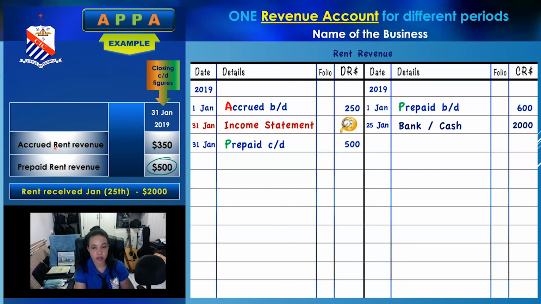And your prepaid rent revenue, 500, record it debit side, and you deal now with the final A, which is your closing on the 31st of January, accrued, carried down. No closing figure, and how much it is, 350. So you just record it there. And you have your APPA done, except for the fact that you do not have your income statement revenue earned amount. So we remember how you're going to calculate.